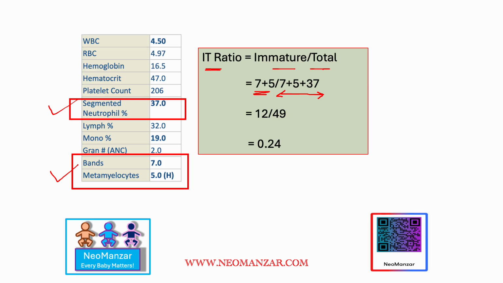So once you add that, you get this, and finally you get this value, which is greater than 0.2. And if you remember, like I said, greater than 0.2 is significant. It always represents serious infection or shift to left, significant shift to left.